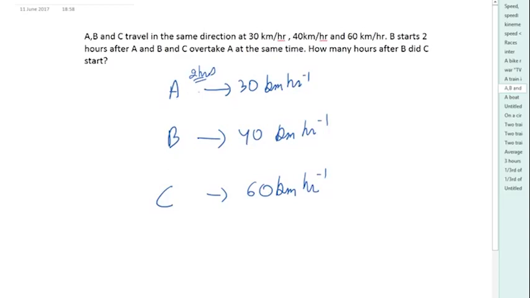And B and C both overtake A at the same time. So how many hours after B did C start? Okay, so that's the question.